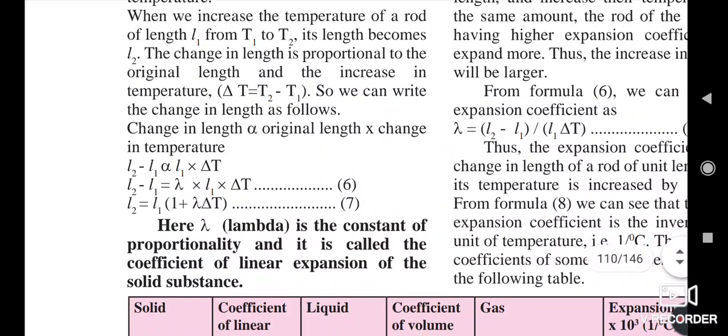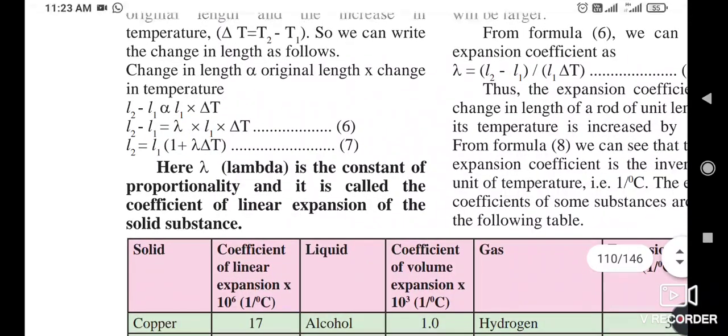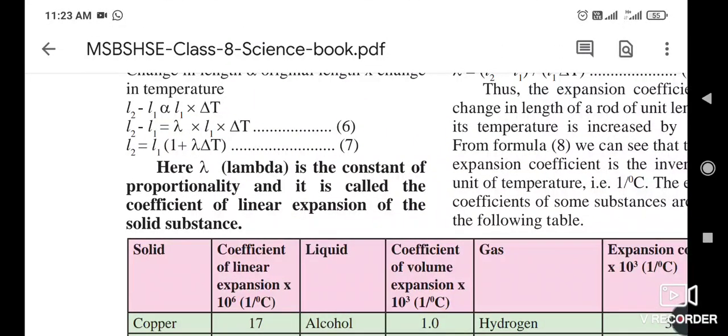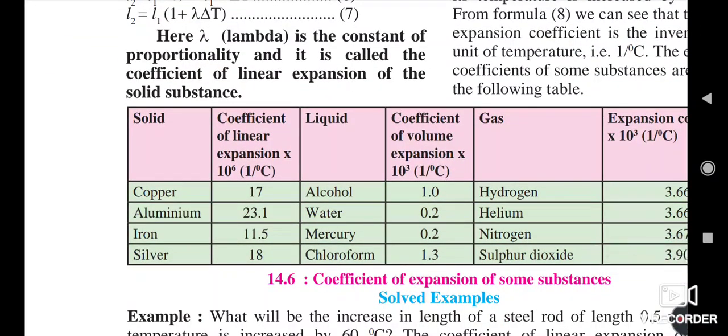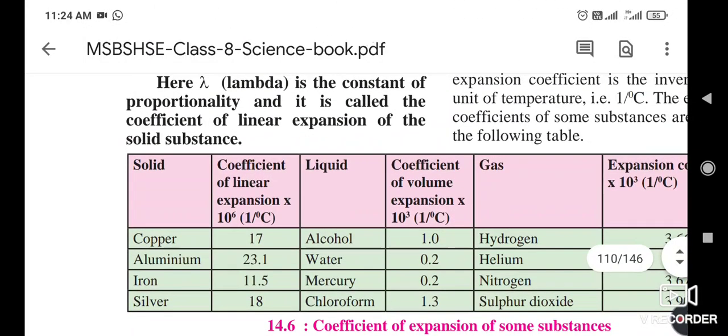Here lambda is the constant of proportionality, and it is called the coefficient of linear expansion of a solid substance. Here we have the coefficients for some metals, solids, liquids and gases.